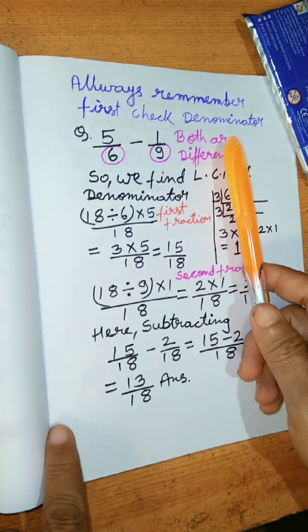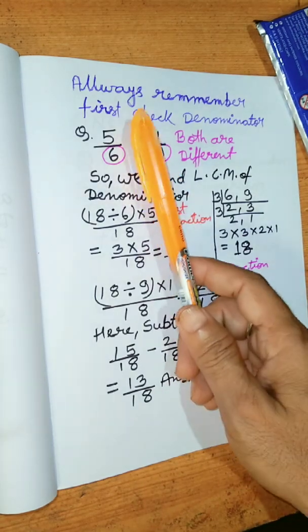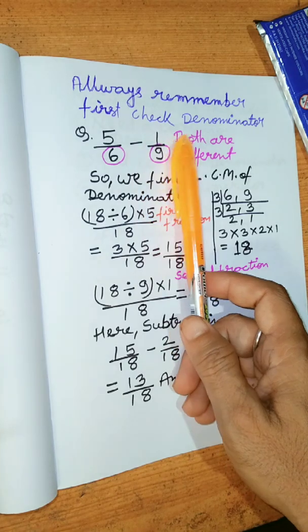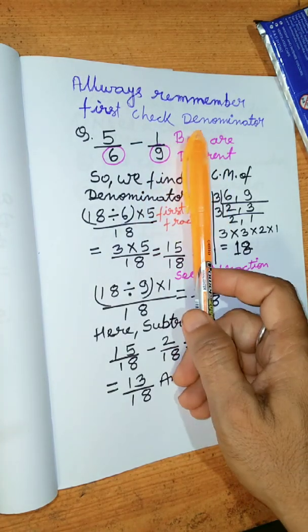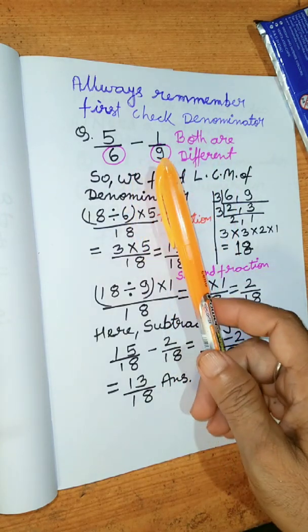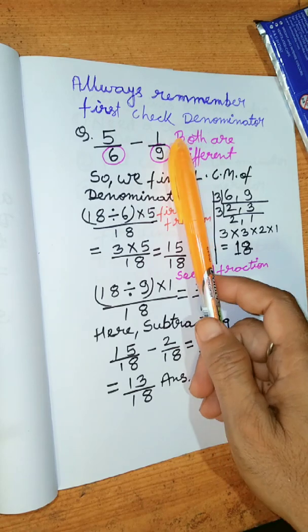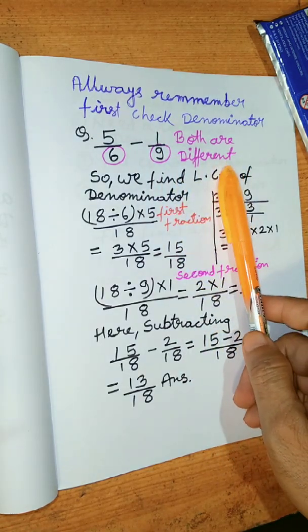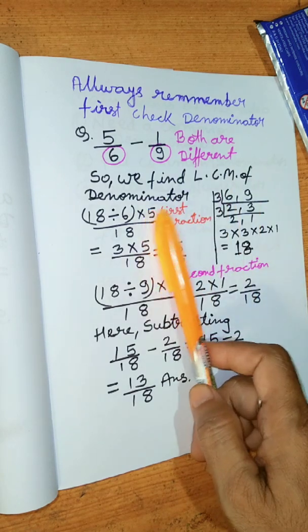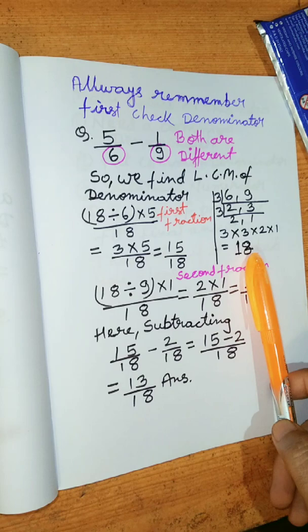Always remember, first check the denominators. If both denominators are different, they are unlike fractions. Here 5 by 6 minus 1 by 9. Both are different, so we find the LCM of the denominators. The LCM is equal to 18.